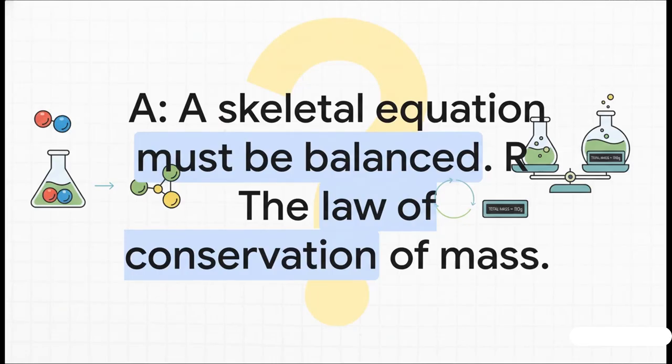All right, let's apply our new AR drill. Step 1, is the assertion true? The equation must be balanced. Yes, of course it must. That's a true statement. Step 2, is the reason true? The law of conservation of mass says atoms must be equal. Yes, that's the definition of the law. That's true. So now the final step, does the reason explain the assertion? Absolutely. The law of conservation of mass is the exact reason why we have to balance equations in the first place. So this is a perfect pair.